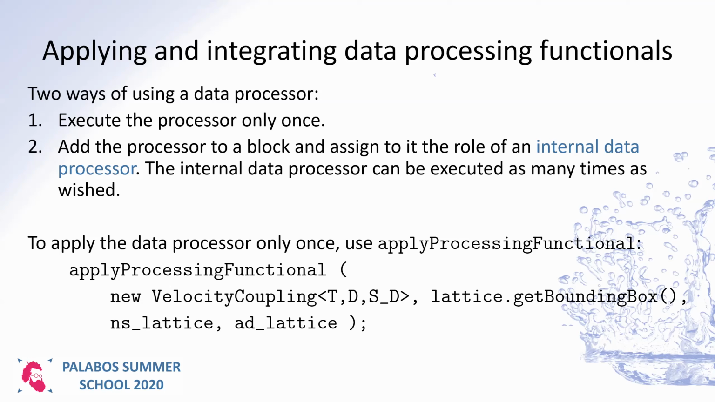Apply processing functional is a little bit slow because, when it is executed, Palabos needs to do this decomposition and computation of the smaller subdomains, which takes a little bit of time. If your data processor is going to be executed at every cycle, you're going to want to use the second mechanism, which I present in the second slide, which computes the subdomains only once and then executes fast.